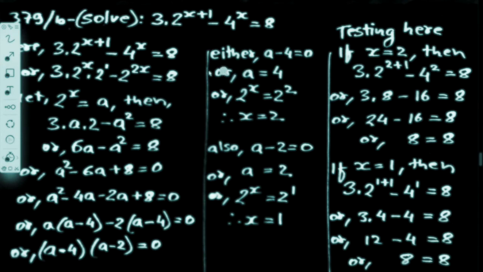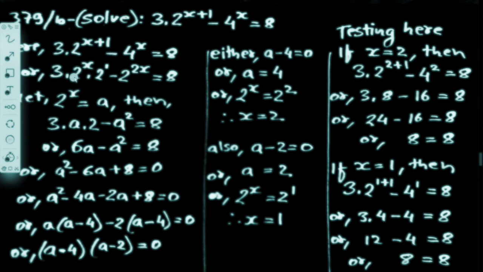Next problem. Problem number 379 by B, solve. The given equation is 3 into 2 power x plus 1 minus 4 power x equals 8. This is our given equation. From this equation, we should get the value of x. 3 into 2 power x plus 1 minus 4 power x equals 8. This is our question as usual, written here as usual.